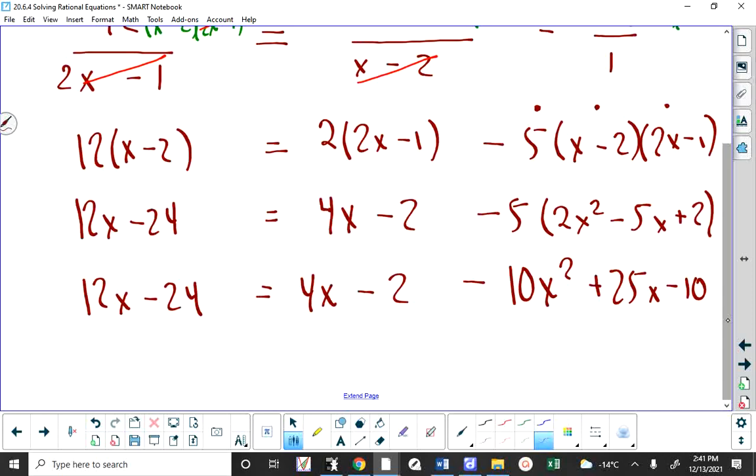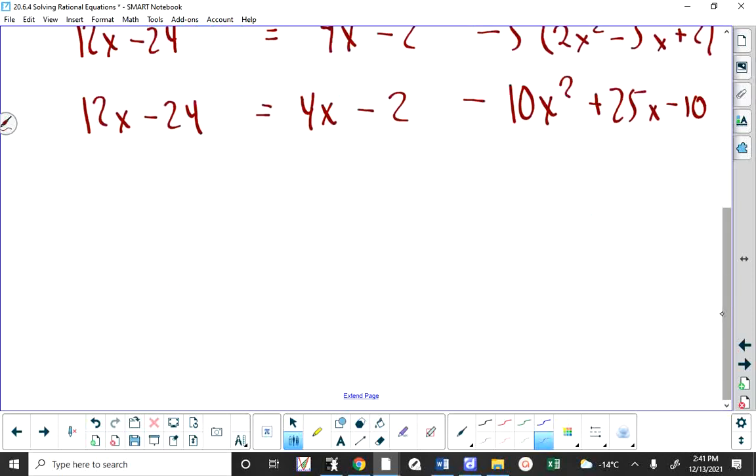It's quadratic, so we better zero this equation. I don't like negative x squared, so I'll move the x squareds to the left side where they become positive. What do I have here? 12 minus 4 is 8. Minus 25, I think I'm going to get negative 17. You're going to double check that, and I'm going to double check it in a second. And then I have negative 24. I'm going to add 2, and I'm going to add 10.